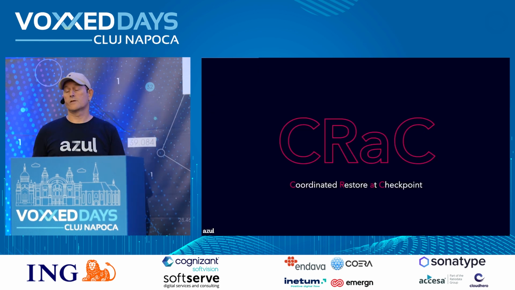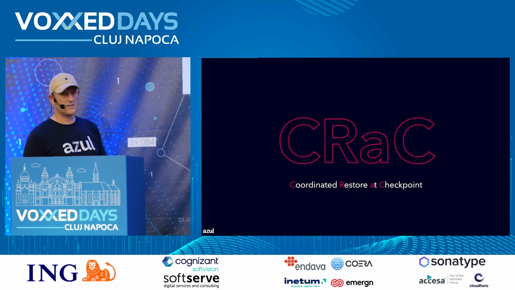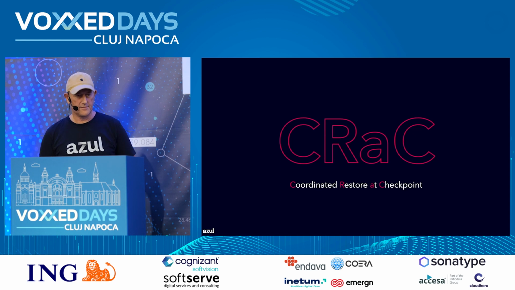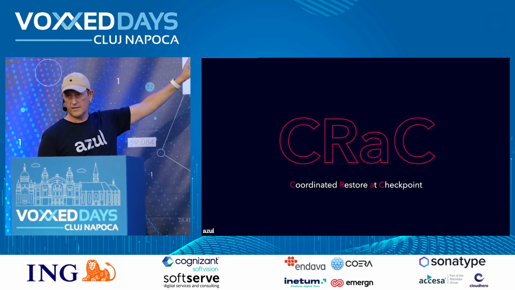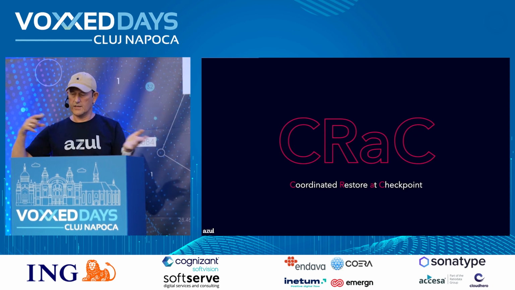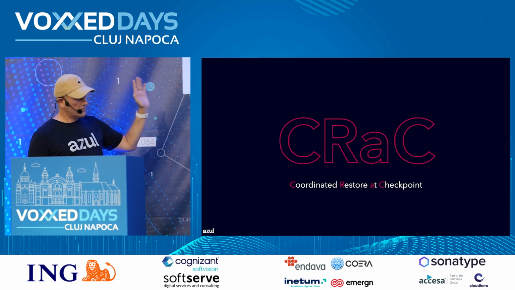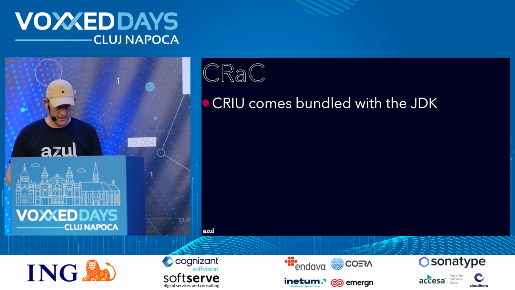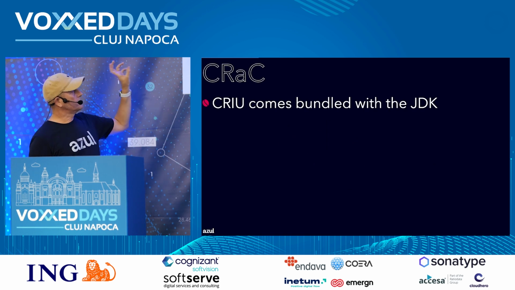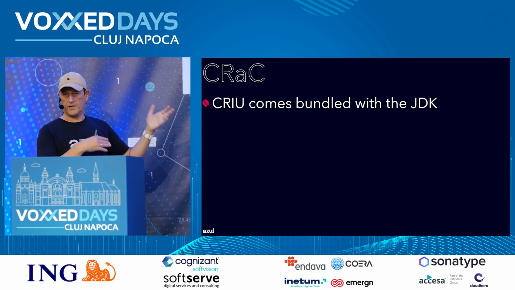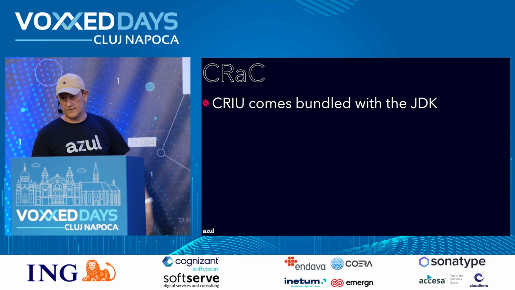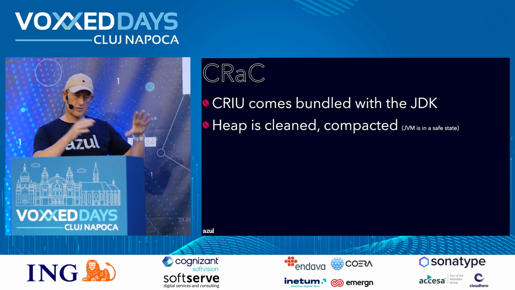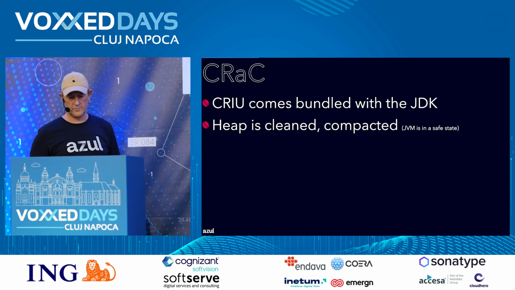And for that reason, we created CRaC, which is a great name. It's Coordinated Restore at Checkpoint, and the biggest part here is the coordinated. So I told you the problems that you can run into, and the coordination here means we try to fix some of them, at least. So first of all, CRaC comes with a specific version of CRIU that we patched, which comes with the JDK. That means we make sure that you have the right version that will be used.